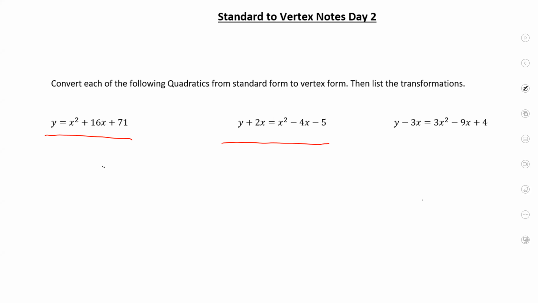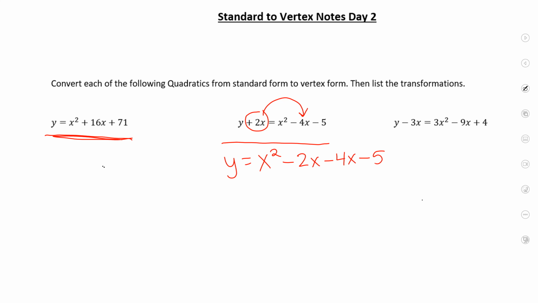What do I need to do to this equation so that it looks like the one on the left? I have to combine like terms. So that means I'm going to move this 2x to this side. And when I move it, what happens to it? The sign changes, the sign flips. So it'll be y equals x squared. I'll have a minus 2x because I moved it to the other side. I still have this minus 4x and the minus 5.